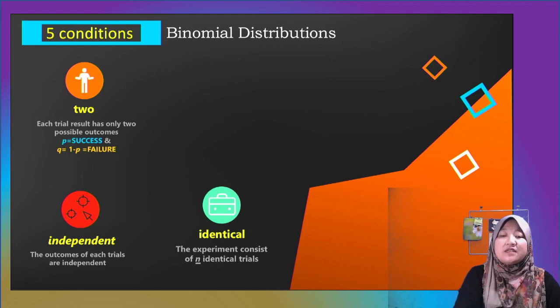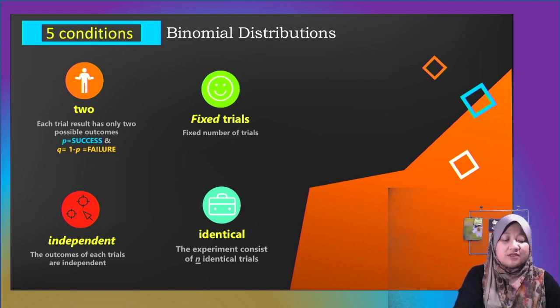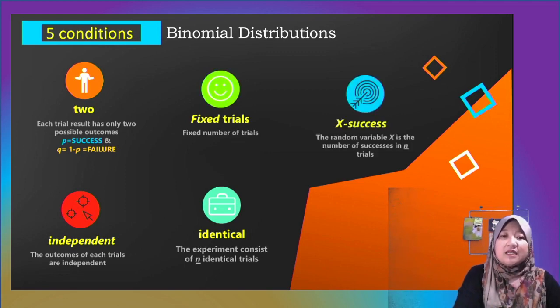We have success event and failure event. Next is fixed trial. Binomial distribution has fixed number of trials. And the last one, X represents a successful event. The random variable X is the number of successes in n trials. We let it be X. Remember these 5 conditions to identify binomial distribution.